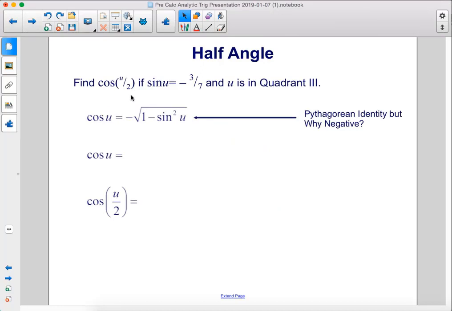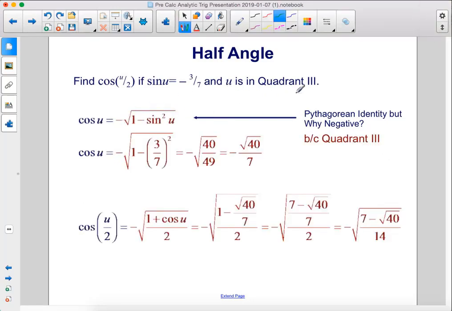Find cosine of u over 2 if sine of u is negative 3 over 7 and u is in quadrant 3. So we start out with the Pythagorean identity, but why is it negative? It's negative because u is in quadrant 3. So once we solve for what cosine u is, negative square root of 40 over 7, we can then use the cosine u over 2 half-angle identity, which is negative square root of 1 plus cosine u over 2. So instead of cosine u, we plug in negative square root of 40 over 7. And then when we simplify, we get negative square root of 7 minus the square root of 40 over 14.